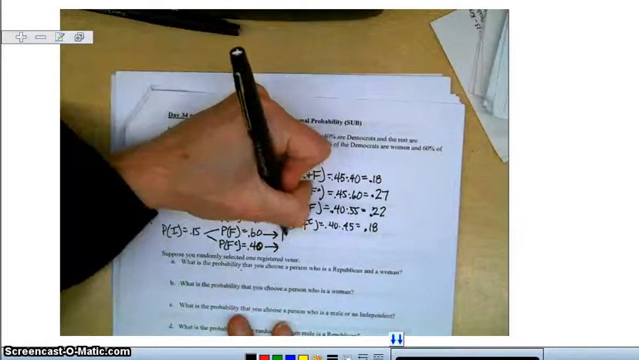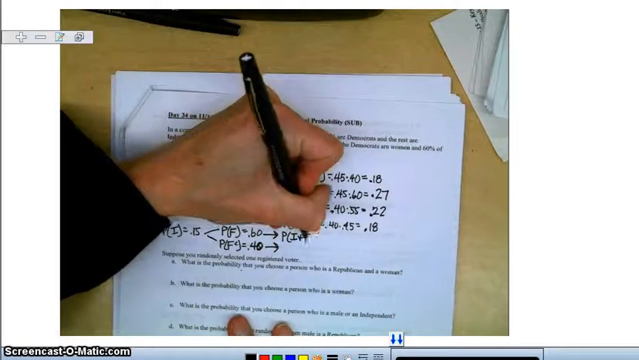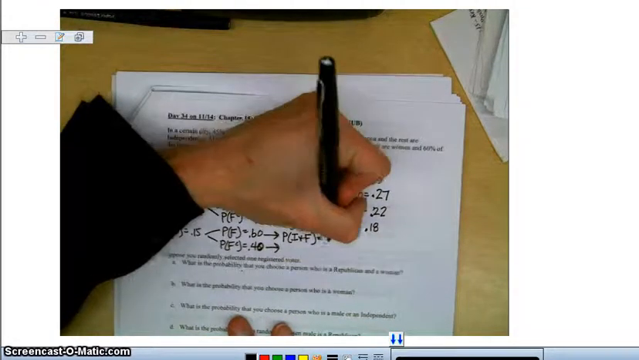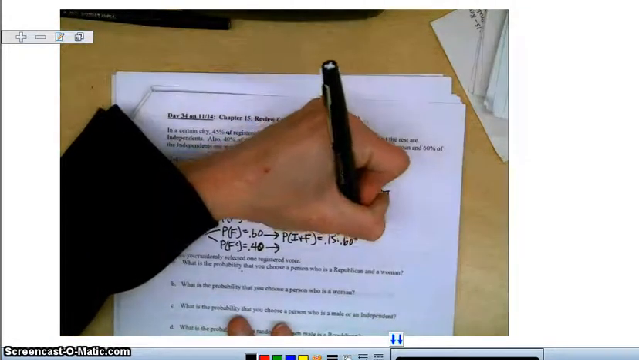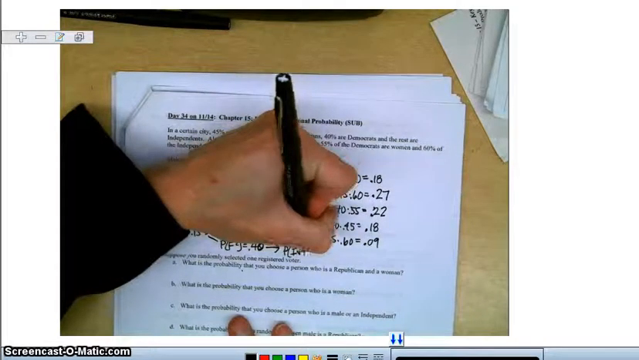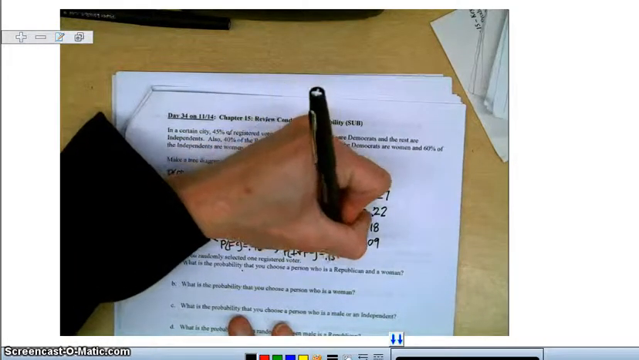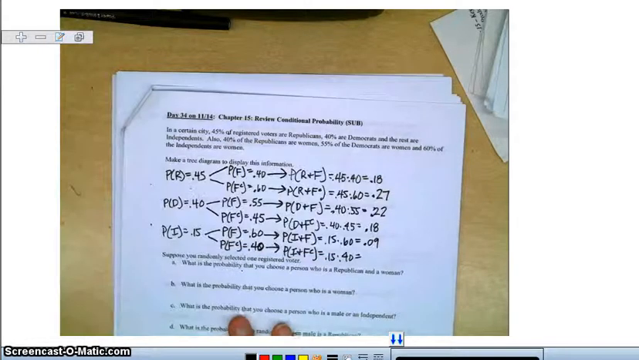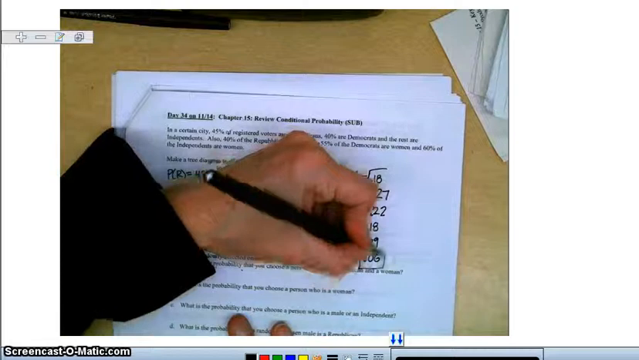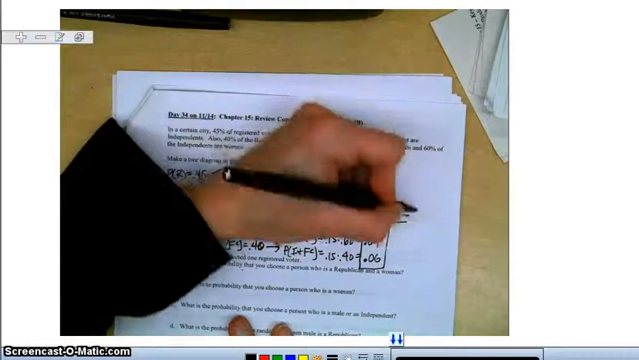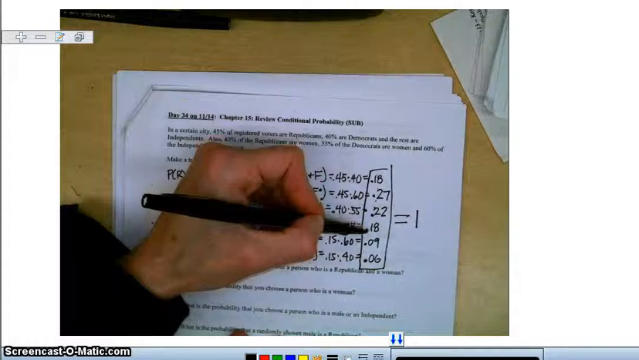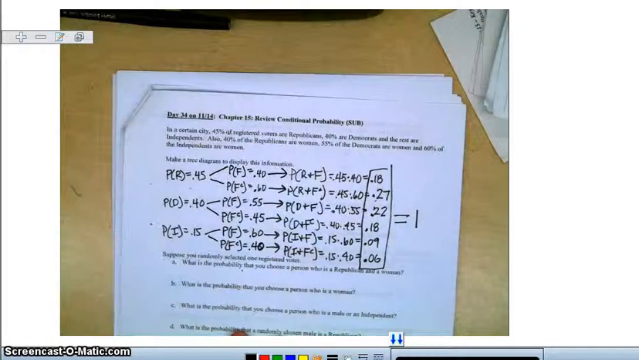And the next one is the probability that you are an independent and a female. Okay, so 0.15 times 0.60 is 0.09. And the probability that you are an independent and not a female is 0.15 times 0.40, which is 0.06. So all of these probabilities should add up to what? 1. They do. There's 40, 50, 60, 70, 80, 90, 100. Yep, there we go.